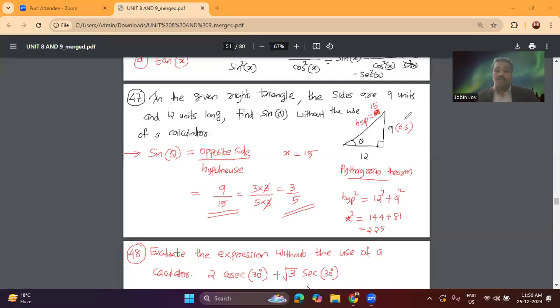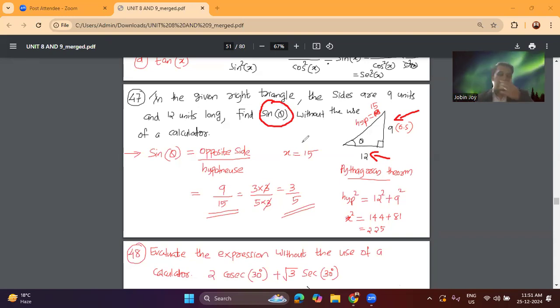Okay, the sides of the right angle triangle are given. This side is 9 units, this side is 12 units, and this angle is theta. So with respect to theta, the 9 is the opposite side and this is the adjacent side, because this is a right angle, so this is the hypotenuse. We have to find sine theta.